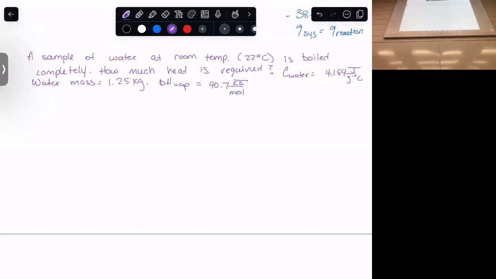So for this question, we have a sample of water, which I'm giving you is 1.25 kilograms, at room temperature, which is 22 degrees Celsius, and it is boiled completely. I want to know how much heat is required to do this. So what type of question is this one?